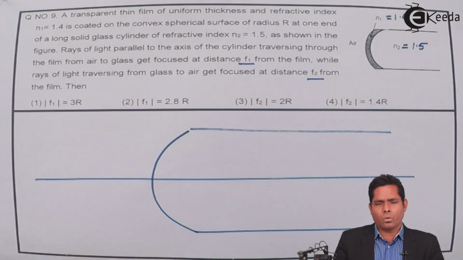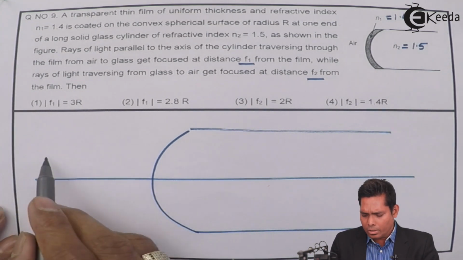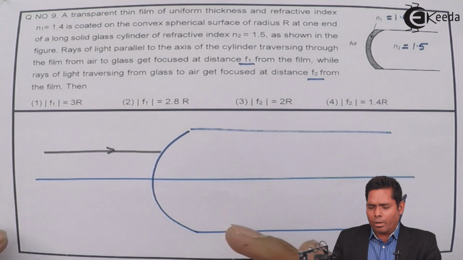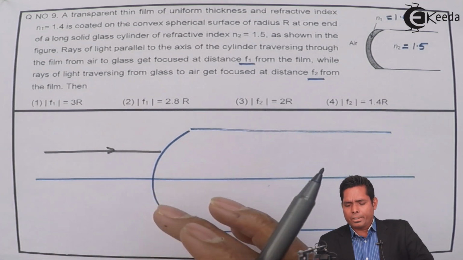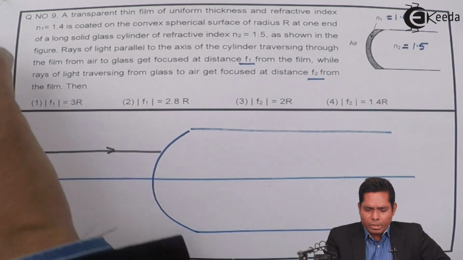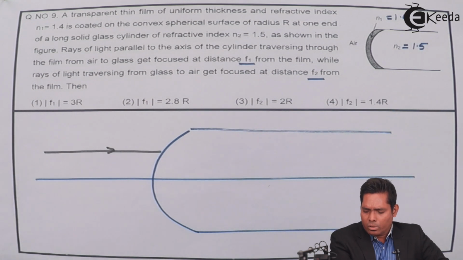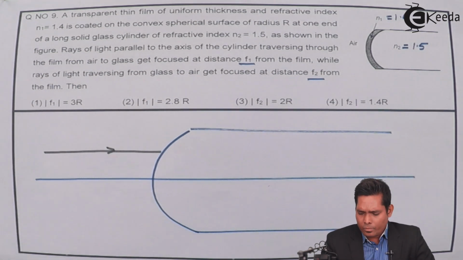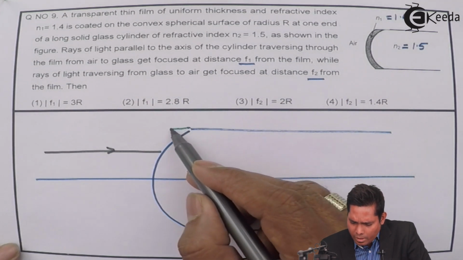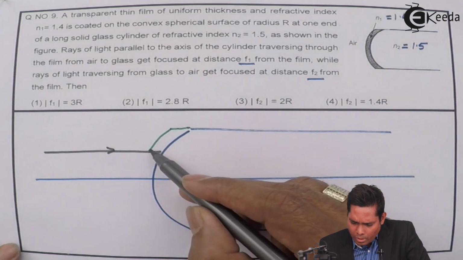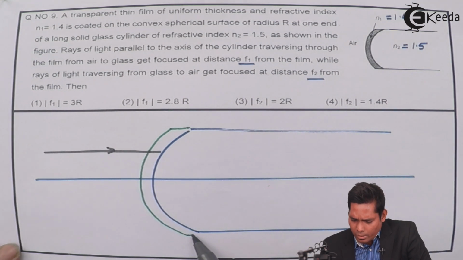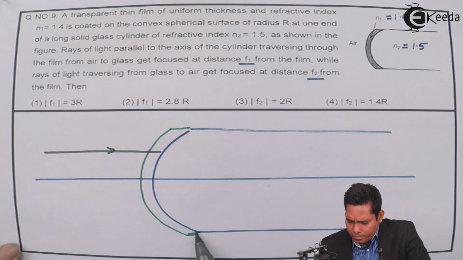I'll take black color for the ray of light. Rays coming parallel. I'll take only one ray. There may be an infinite number of rays. So to understand that the rays are coming parallel, we must have a layer here, so I will also draw the layer over here, because there is a thin layer here that we also have to consider.